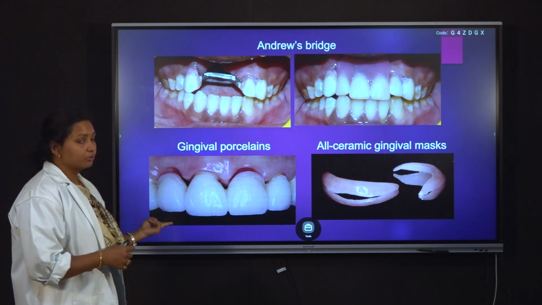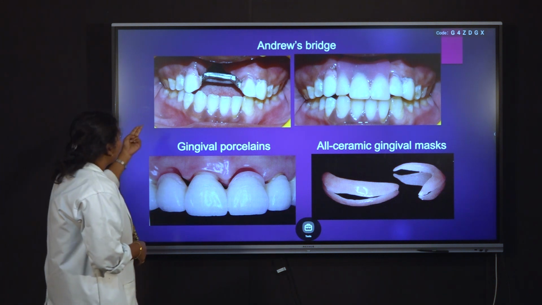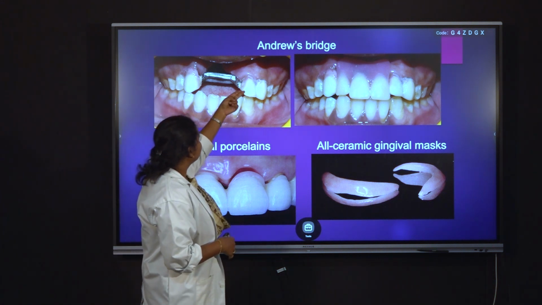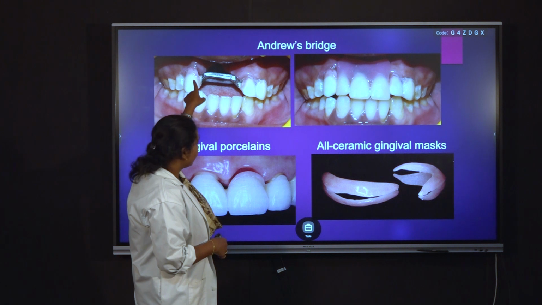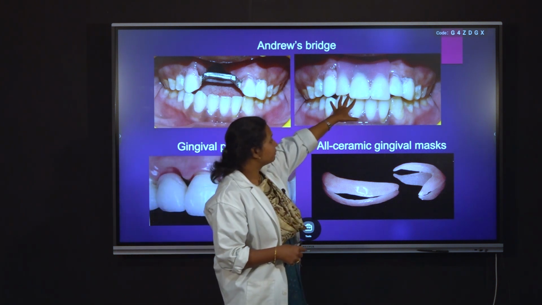It is both a removable and fixed prosthesis. We will be preparing the abutment teeth, and there will be a rod in between. On top of that, we will be giving a removable prosthesis.